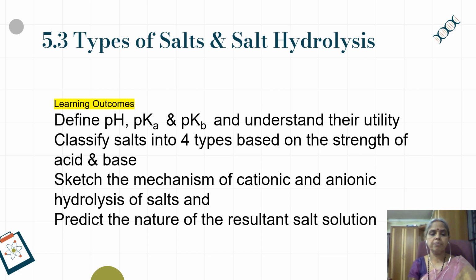Learning outcomes. By the end of this chapter, the learner should be able to define pH, pKa and pKb and also understand their utility, classify salts into 4 types based on the strength of the acid and base, sketch the mechanistic pathway of cationic and anionic hydrolysis, and also predict the nature of the resultant salt solution.